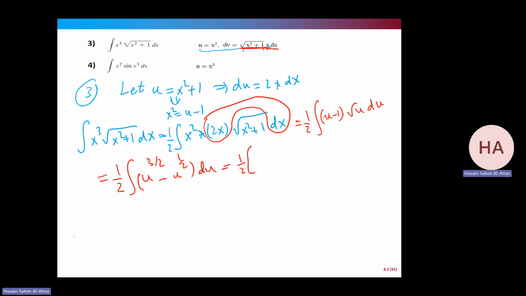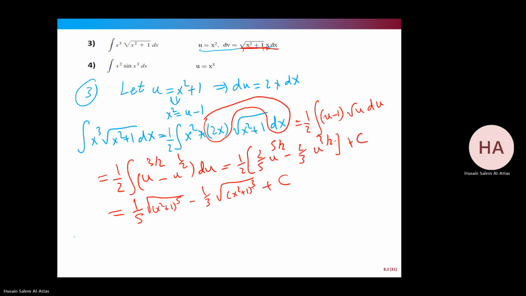That gives me half, 2 over 5 u to the power 5 over 2 minus 2 over 3 u to the power 3 over 2 plus c. That gives me what? 1 over 5. What is u? u is x squared plus 1. So it will be 1 over 5 square root of x squared plus 1 to the power 5 minus 1 over 3 square root of x squared plus 1 to the power 3 plus c. This is number 3. Number 4 will be easier.